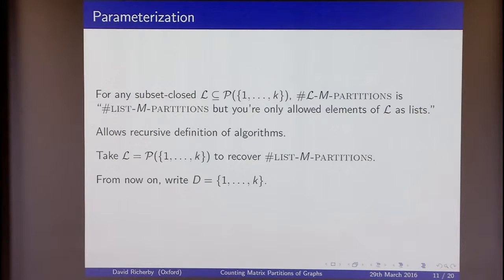So we prove it by, first of all, parameterizing the problem in terms of what lists you're allowed to use. Okay? So we'll define the problem number of L M-partitions, where L now is a set of allowable lists, is the same as the list M-partitions problem, but now as well as having lists that restrict what each vertex can do, somebody comes in and restricts what lists you're allowed to use as well. Okay, so you're given a set of lists, and you're only allowed to apply those lists to the vertices. On the other hand, of course, we can recover the general list partitions problem just by allowing any list as part of our so-called restriction.